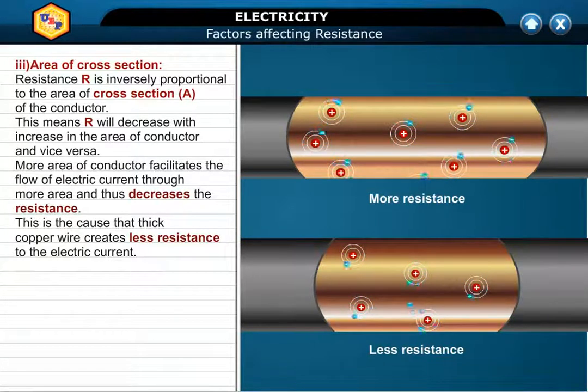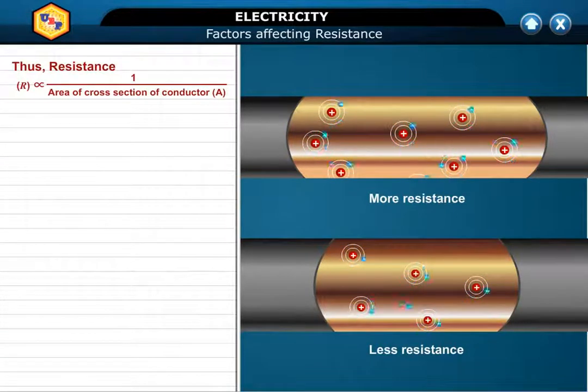Number 3. Area of cross-section. Resistance R is inversely proportional to the area of cross-section A of the conductor. This means R will decrease with increase in the area of conductor and vice versa. More area of conductor facilitates the flow of electric current through more area and thus decreases the resistance. This is the cause that thick copper wire creates less resistance to the electric current. Thus, resistance R is directly proportional to 1 upon area of cross-section of conductor A, or R ∝ 1/A. This is equation 2.